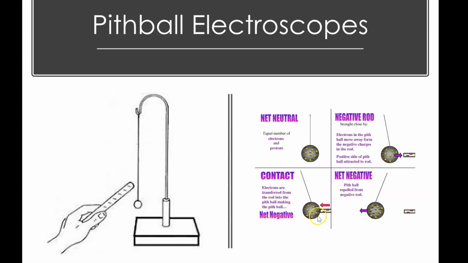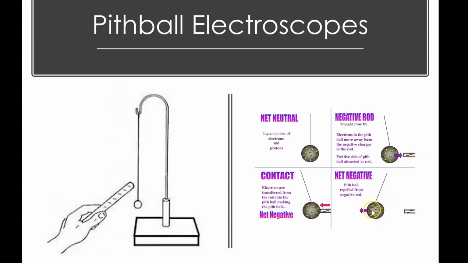Eventually, contact will be made, okay? And once the contact is made, these electrons in the rod, which are attracted to that positively charged side of that pith ball, will move, they will transfer into the pith ball. So making that pith ball overall negatively charged.